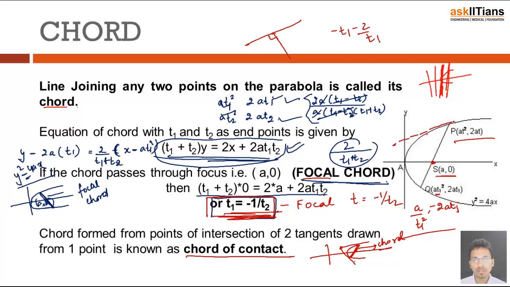Because it will intersect at 2 points, and you can find two tangents at these 2 points and see whether they will meet or not. If they meet, then this chord will form the chord of contact. So we have discussed important lines till now, tangents and chord.